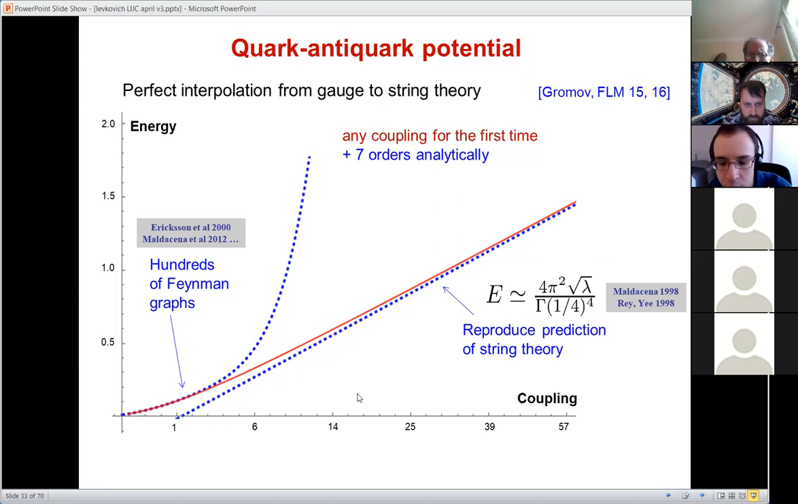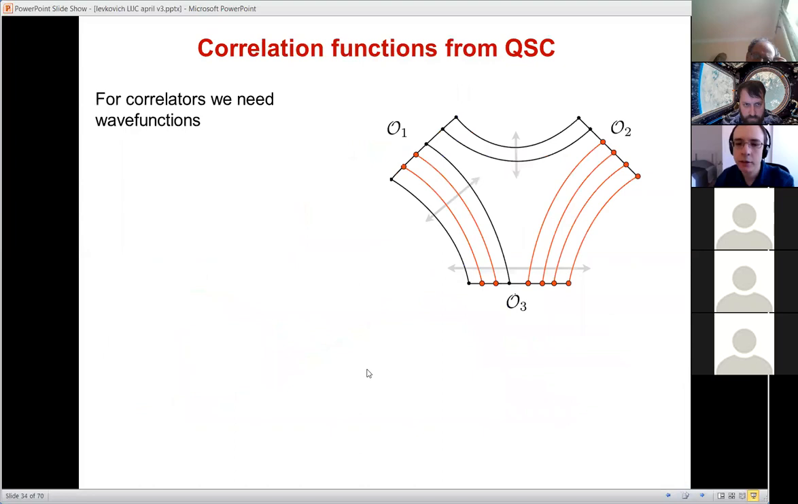But recently there has been a renewed interest in this observable because, since there are many parameters, we can play with them and look at some simplifying limits. And recently we managed to use this example to establish some link between the quantum spectral curve and a very different problem of computing correlation functions. So in the remaining five to ten minutes, I would like to very briefly say some words on this.